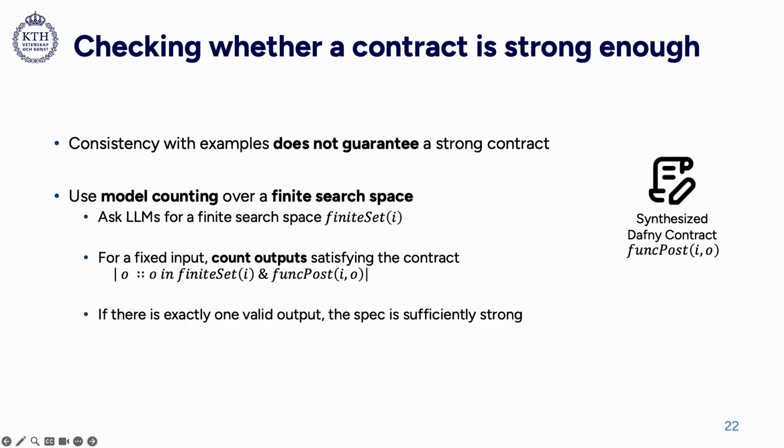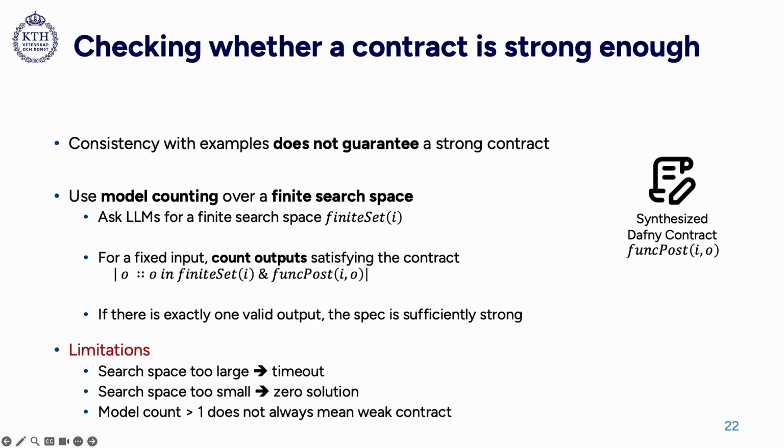But this doesn't guarantee it's a strong contract, one that captures all the specifications and behaviors that we want. So there's a very preliminary solution here, which is that we use model counting. We ask the LLM to give us a finite search space definition called finite set, which takes the input I. So for each fixed input, we can count the outputs satisfying the contract within this search space. And if there's exactly one valid output, the specification is extremely strong for us.